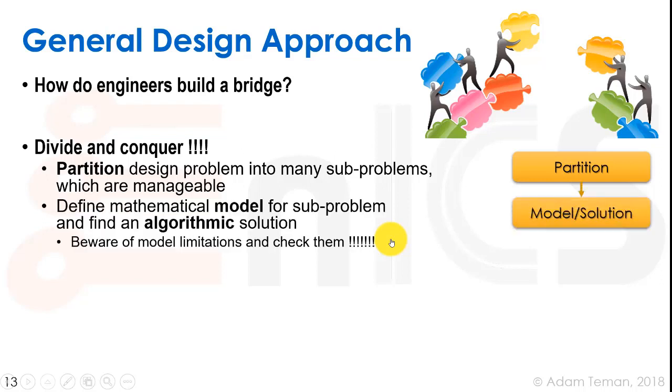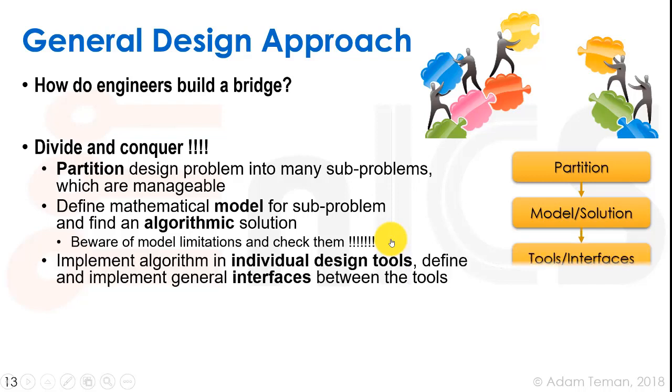We usually have to define a mathematical model for the sub-problem and find an algorithmic solution for it. This helps us model what we're going to do, see how it's going to work, and so forth. But you have to be careful of model limitations and check them, because if we have a bad or incorrect model, then garbage in, garbage out, and whatever we did will not work in the end. Once we have our model and have developed a solution for it, we start to implement the algorithm.